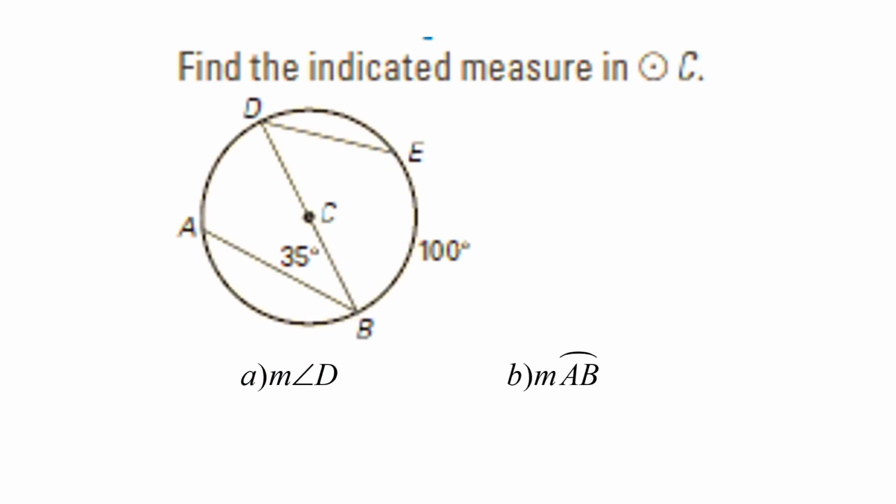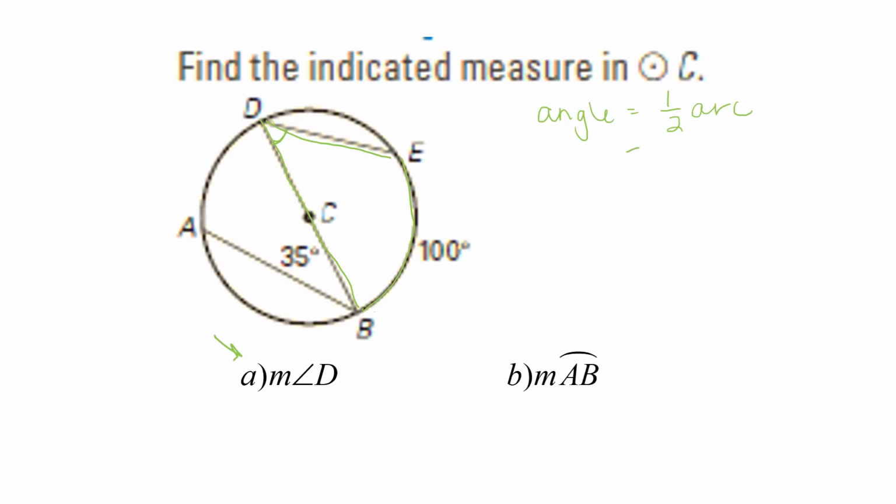All right, let's look at this first example here. It looks like we need to find the indicated measures in circle C. The first thing we're expected to find here is the measure of angle D. If we're looking at the measure of angle D, that's this angle right here. And if you look at D, it looks like it's made up of two chords. Again, if we look at that formula sheet, the angle that is formed by two chords equals 1/2 the measure of that arc. So the arc that is intercepted by angle D is the arc E to B.